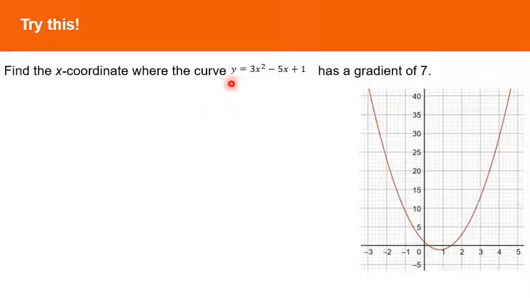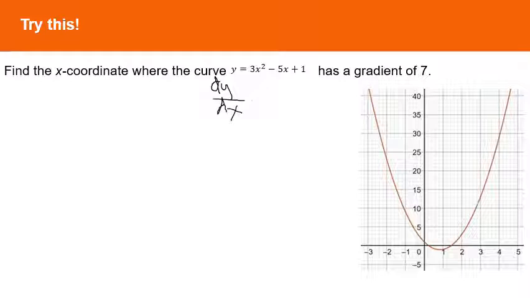I already have the y is equal to 3x squared minus 5x plus 1. This is the curve. And I already have the gradient right here now. Before we have to find the gradient, but now the gradient is given. What do we have to do? Still, we have to do the same. We have to find the gradient function first. So the dy per dx is equal to how many?